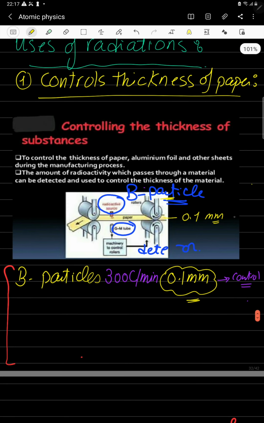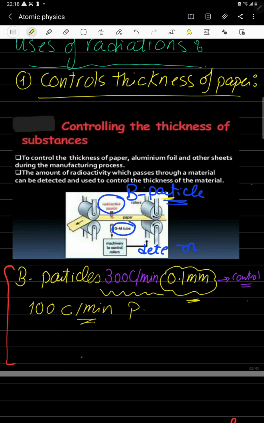When this paper having thickness 0.1 millimeter was placed between the radioactive source and the Geiger-Müller tube, we found that the reading detected by the detector was 300 counts per minute. If I'm going to place the paper that is coming out of the factory today between the rollers, and I find that the counts have much decreased, for example only 100 counts per minute, what does this show about the thickness of paper? It means that paper is too thick.